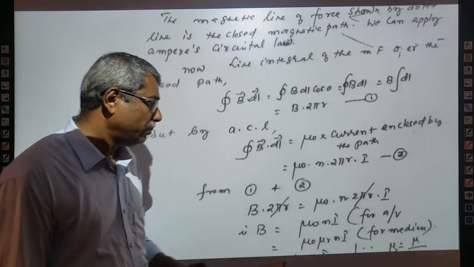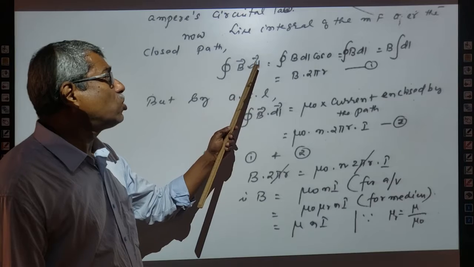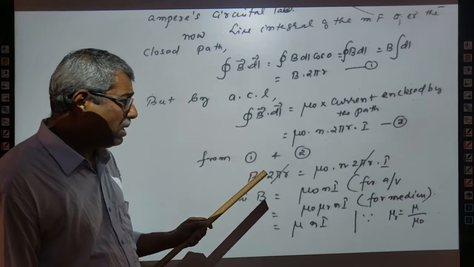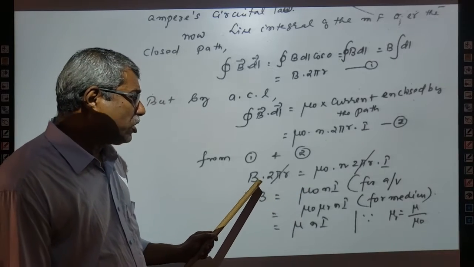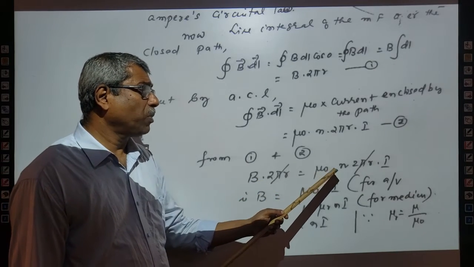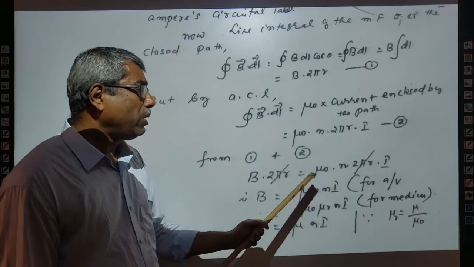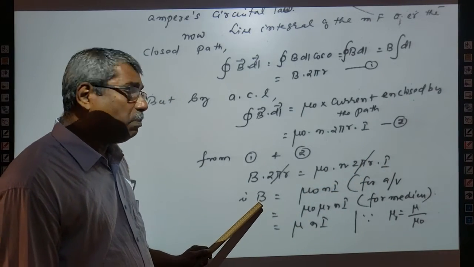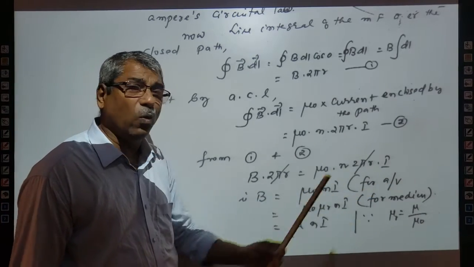From 1 and 2 we can write B into 2 pi r, because this is also the integral of B dot dl. Left hand sides are the same, therefore right hand sides also must be the same. That is B into 2 pi r is equal to mu 0 n into 2 pi r into I. This 2 pi r cancels. We get B is equal to mu 0 n I for air or vacuum.